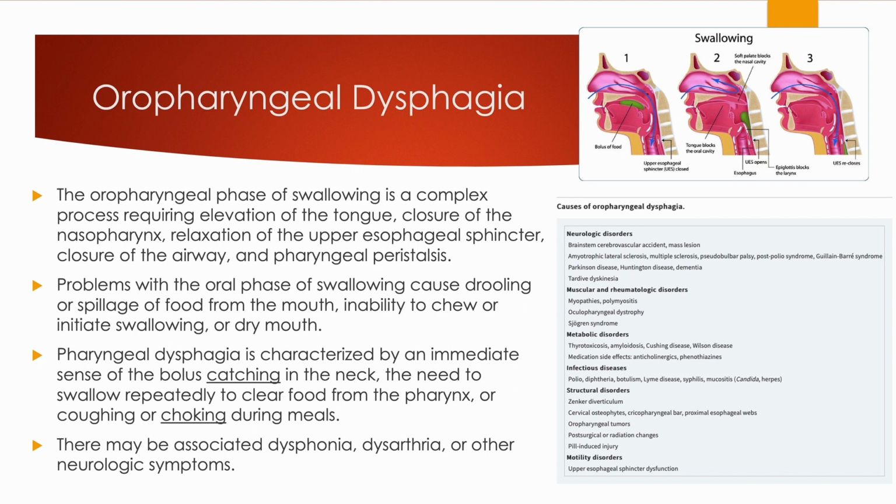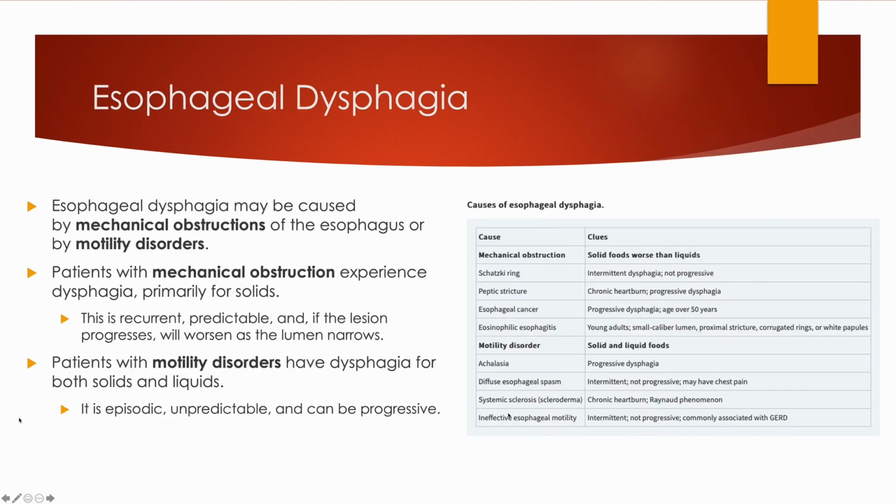One thing that we will talk about is Zenker's diverticulum. We will touch on that, and also pill-induced dysphagia, things like that. But for the most part, we won't touch on most of these because they are more neurological in nature. Esophageal dysphagia is what we're going to be focusing on most often today.